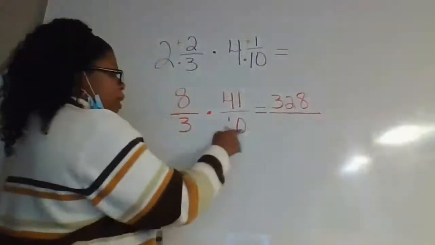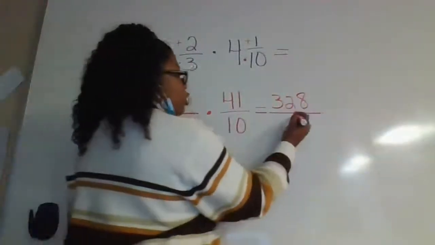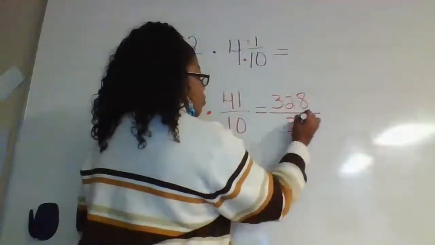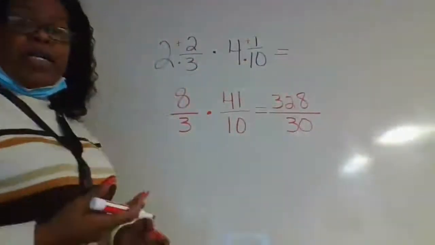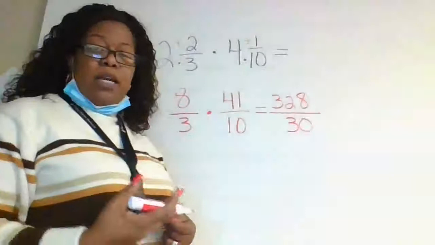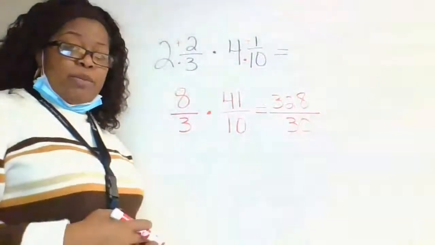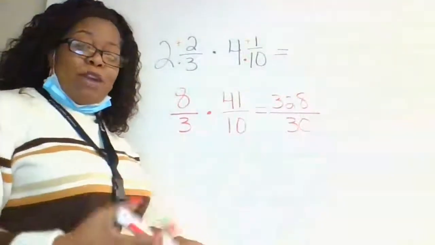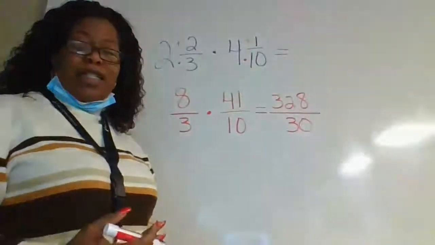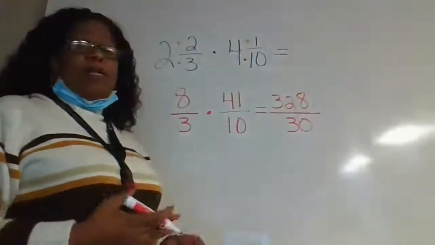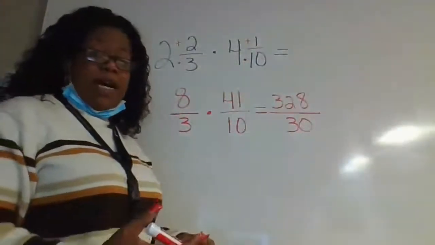And then 3 times 10 is 30. Okay? So our answer right here is 328 over 30. Well, that, my friends, is an improper fraction. And that means that it can be simplified.